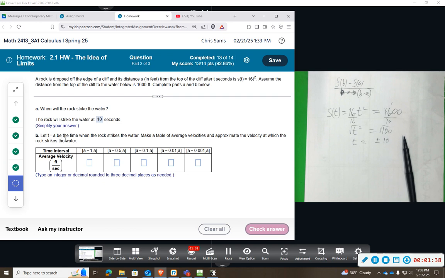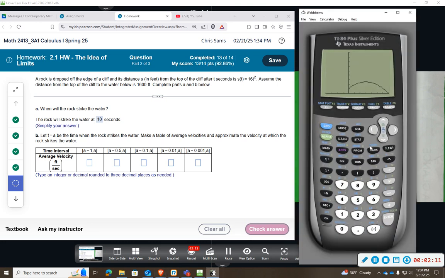Now we want to look at the time when the rock strikes the water. We're going to make a table of the approximate velocities. Okay, so we're going to do a difference of 1, and then 0.5, and then 0.01, 0.001, and then 0.0001. And this is average velocities approximated at when it strikes the water. So we're getting closer to the 10 seconds. So again, I'm going to let the calculator do all the lifting for me.